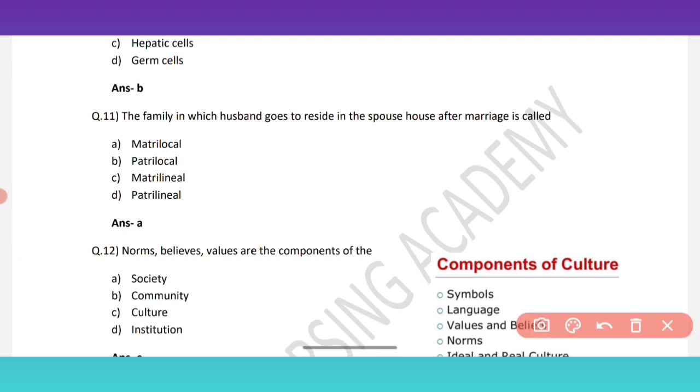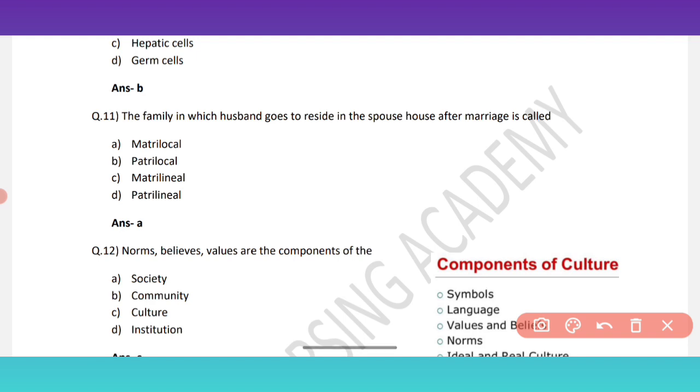Here the question you should understand properly. The husband is residing in the wife's house after marriage. Usually, what will happen? The wife will come to the husband's house after marriage, but here the husband is going to the wife's house after marriage. In this condition, it is called matrilocal. Option A is the right one. Matrilocal: husband is going to the wife's house.